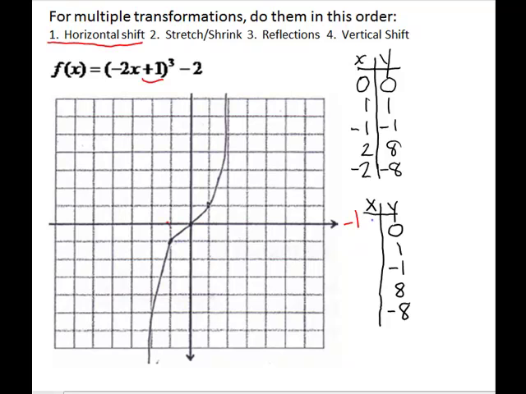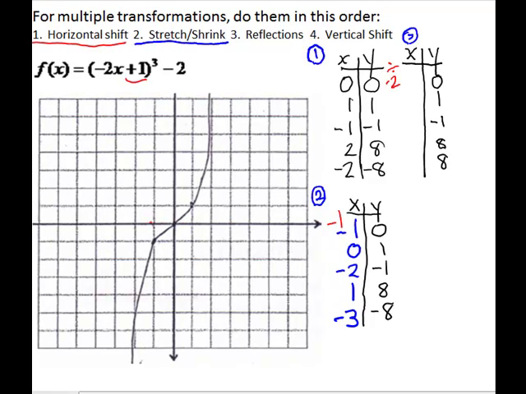So we have 0 minus 1 will give us negative 1. 1 minus 1 will give us 0. Negative 1 minus 1 will give us negative 2. 2 minus 1 will give us 1. And negative 2 minus 1 will give us negative 3.